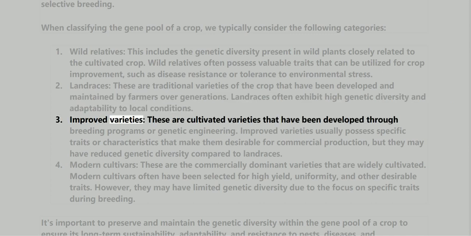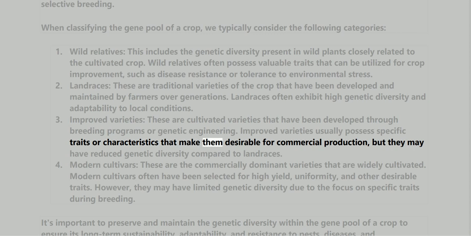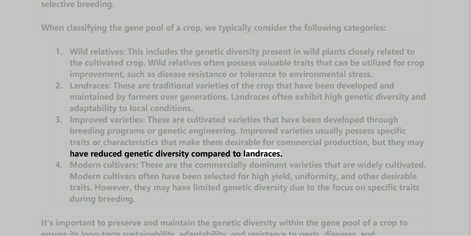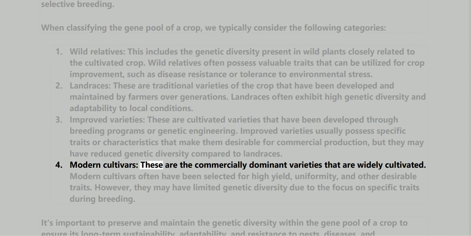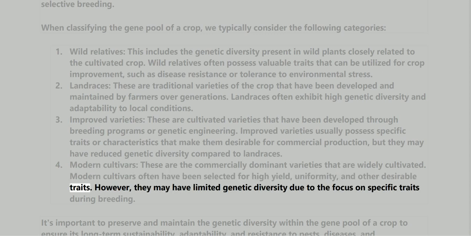3. Improved varieties. These are cultivated varieties that have been developed through breeding programs or genetic engineering. Improved varieties usually possess specific traits or characteristics that make them desirable for commercial production, but they may have reduced genetic diversity compared to landraces. 4. Modern cultivars. These are the commercially dominant varieties that are widely cultivated. Modern cultivars often have been selected for high yield, uniformity, and other desirable traits. However, they may have limited genetic diversity due to the focus on specific traits during breeding.